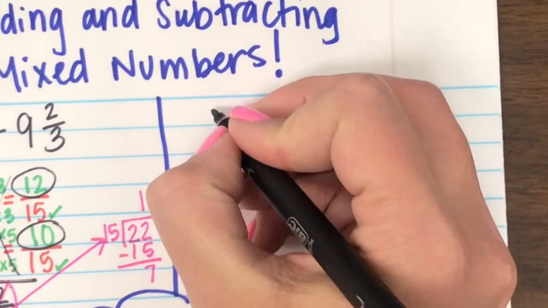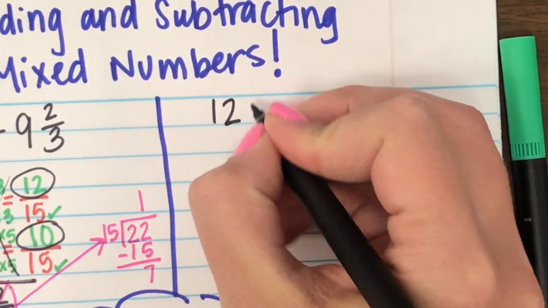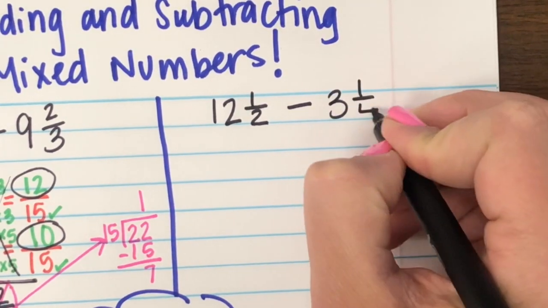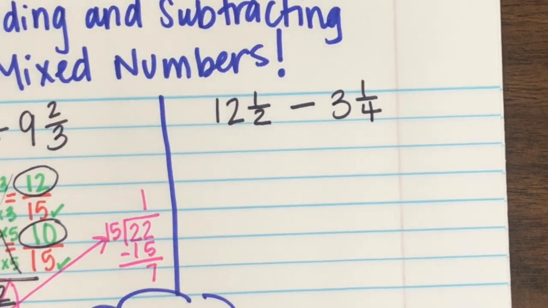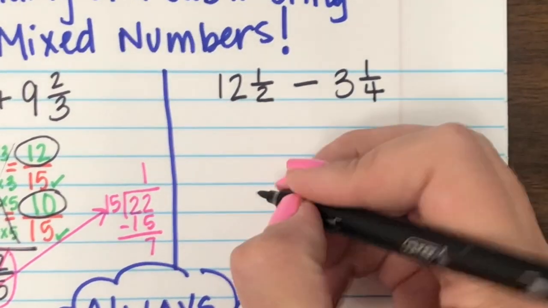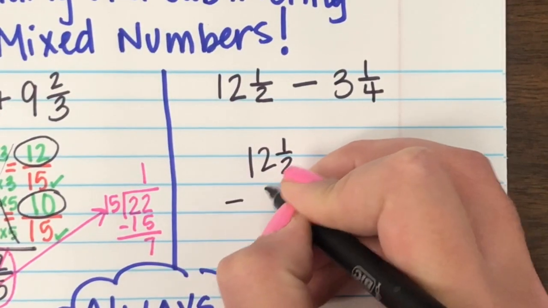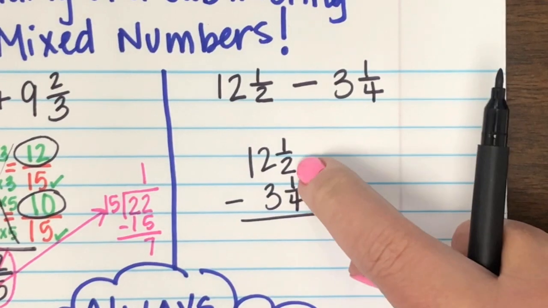It's going to be 12 and 1/2 minus 3 1/4. 12 and 1/2 minus 3 1/4. This one's going to be a little bit easier for us. So we'll start with 12 and 1/2 minus 3 1/4. And remember, I have to have a common denominator.